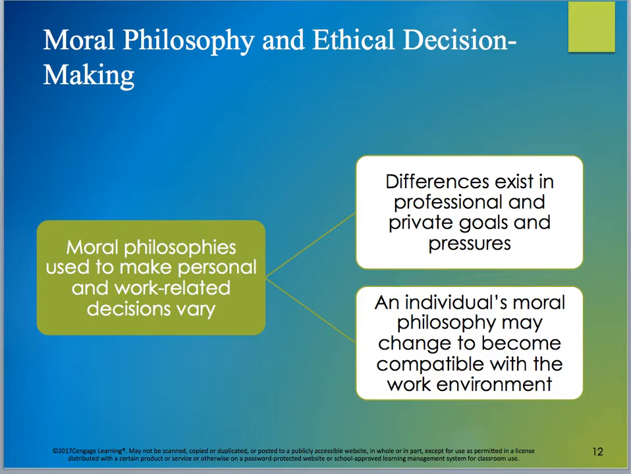This right here breaks down the moral philosophy and ethical decision making, and you see that moral philosophies used to make personal and work-related decisions vary. And the differences exist in our professional and our private goals and the pressures that are placed upon us. And our individual moral philosophy may change to become more compatible with our work environment. We could initially come in having a certain mindset and belief system and value system, but with the positive or negative peer pressure around us, right? That philosophy can actually be altered minimally or drastically.